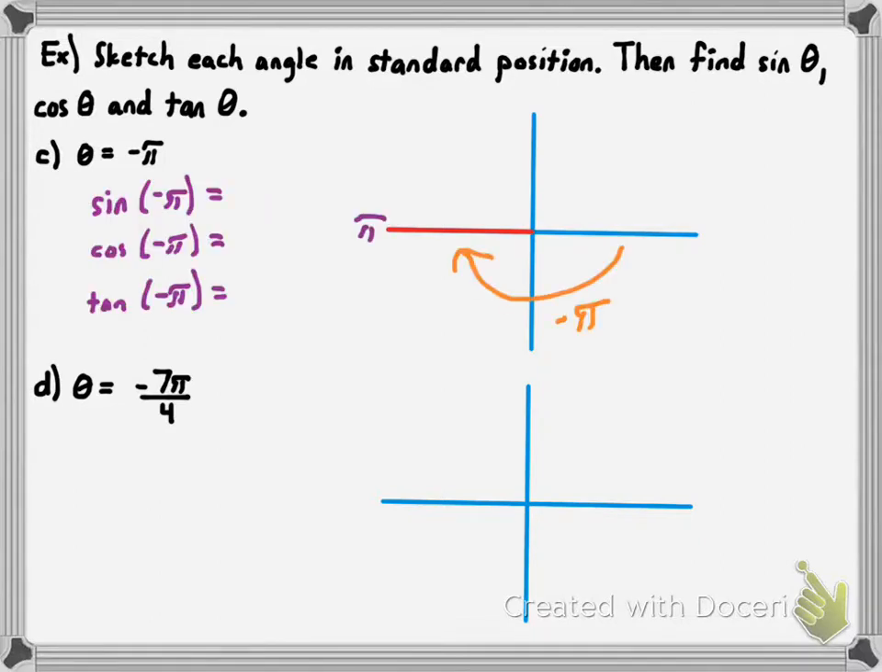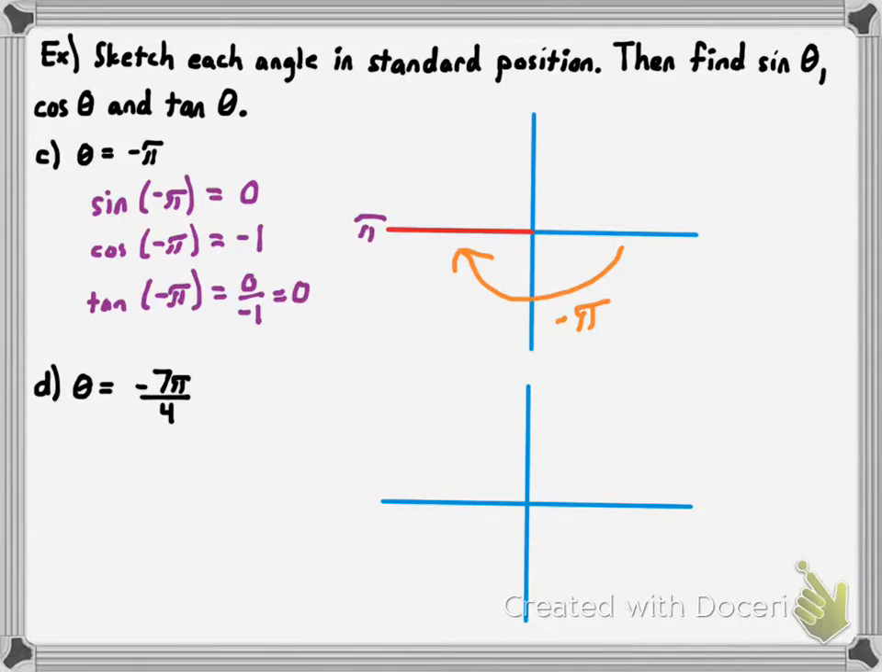Now we know the sine of pi and thus negative pi is 0, because that's the y coordinate right here. And then we know the cosine of negative pi is negative 1. And then 0 divided by negative 1 is not undefined, is it? The tangent of both pi and negative pi happens to be 0.